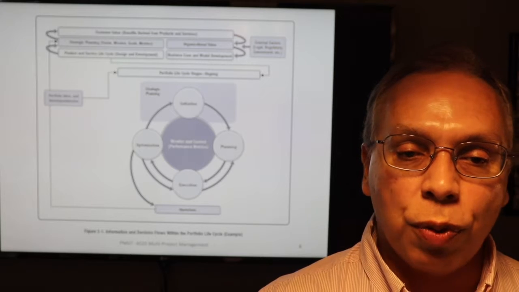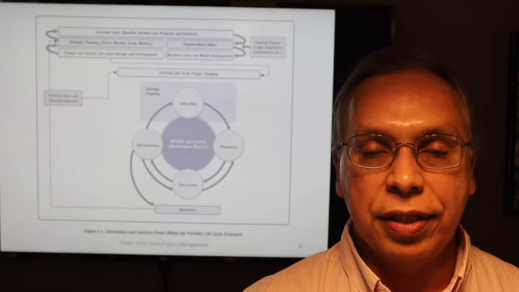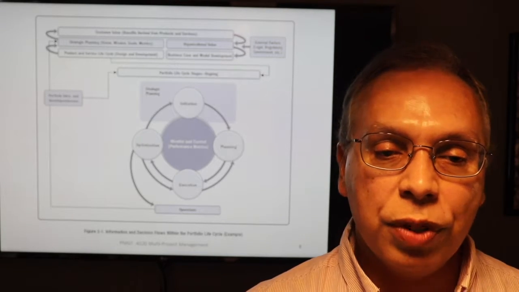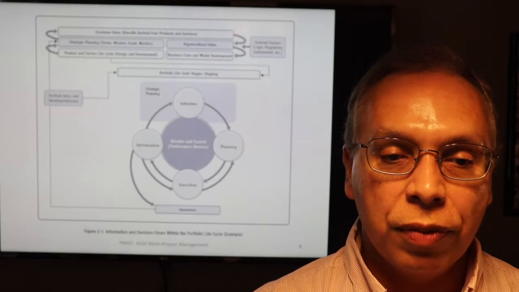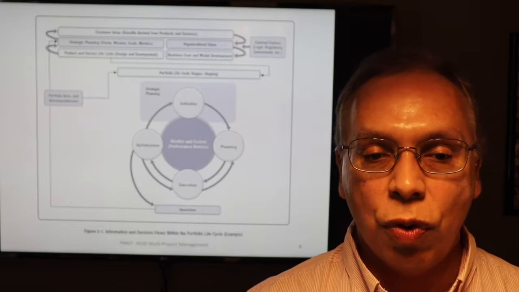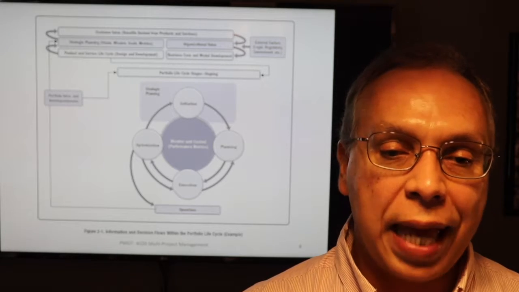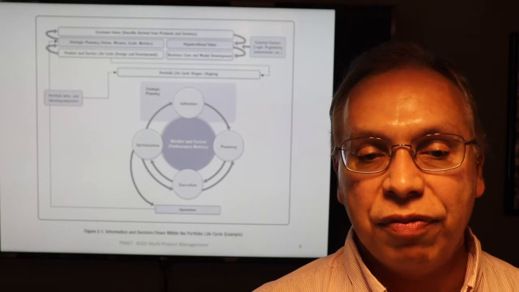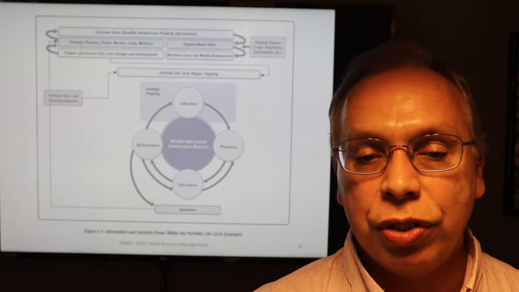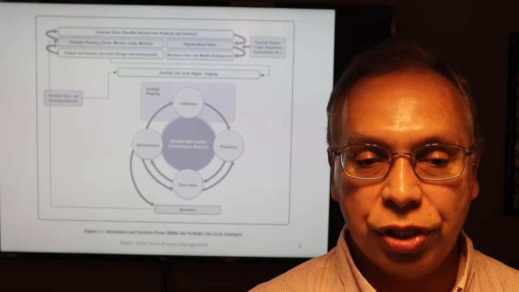Chapter 3 covers portfolio strategic management. This is about alignment. We want to align our business strategy with our portfolio. We want to balance the risk and reward. We want to balance our risk appetite and risk thresholds. We don't want to be doing things of little value. And we want to encourage a culture of change.